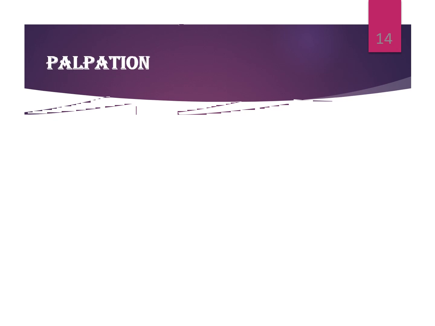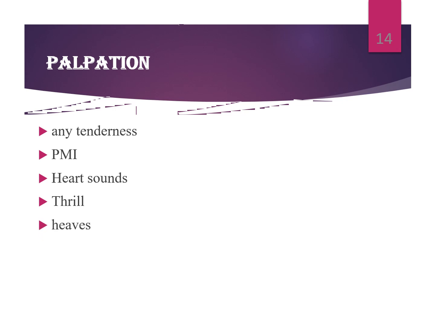When we come to palpation, we check for any tenderness over the precordium, and we palpate the point of maximal impulse that we have seen during inspection. We also palpate for heart sounds, S1 and S2, and check whether P2 is accentuated, whether it is palpable or not, and also check for thrills and heaves. So palpating the point of maximal impulse, palpating heart sounds, and checking for thrills and heaves are part of the palpation of the precordium.